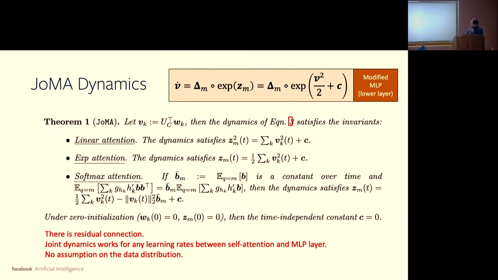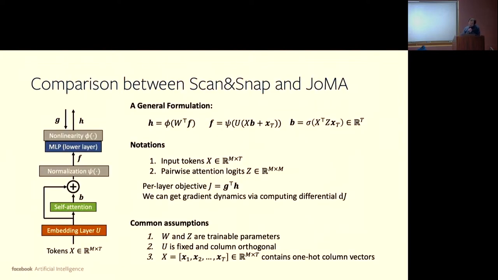That's basically the idea. This makes it much simpler, and it does not require the assumption that the decoder layer is training much faster than the self-attention layer. You don't need that anymore. So here are a few slides that try to do a comparison between SCAN and SNAP and the DRAMA paper. These are a few additional slides that we added in order to answer the questions raised by the students.